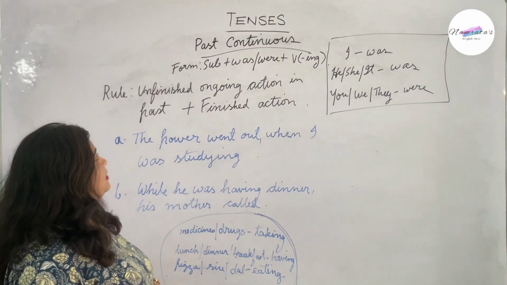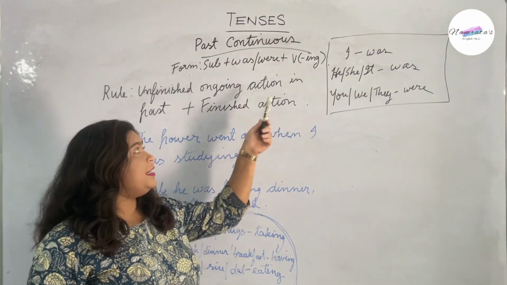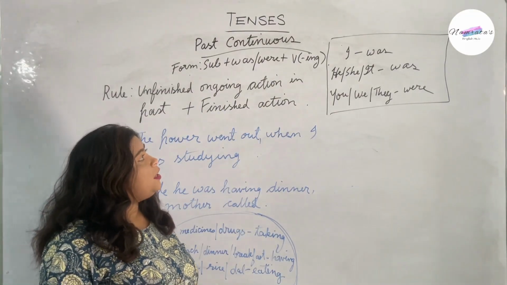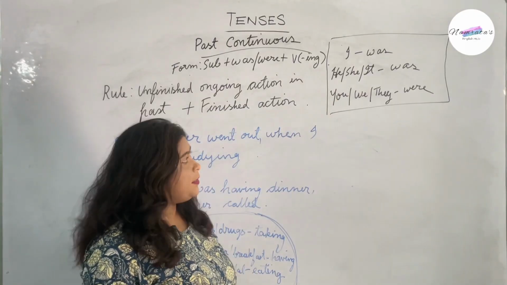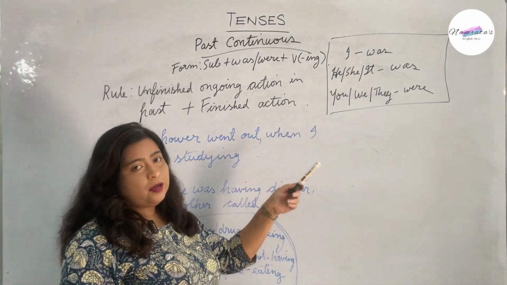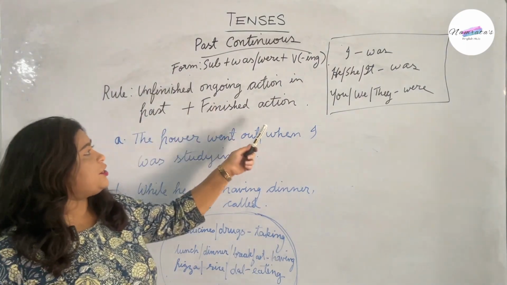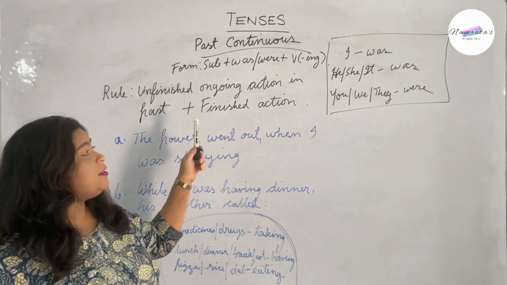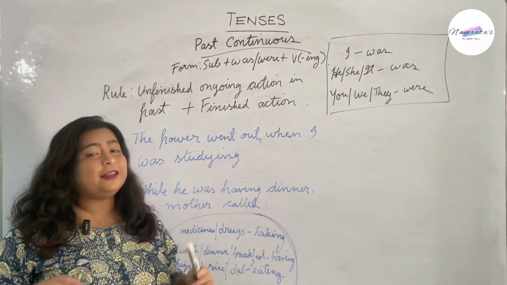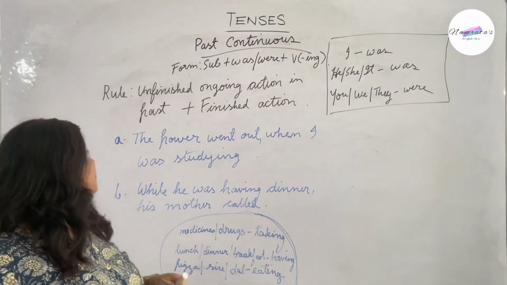Past continuous tense. The form is subject plus was or were plus the ing form of the verb. With I, we use was. He, she or it was; you, we or they were. It is used for an unfinished ongoing action in the past plus a finished action. Now this might seem a little bit complicated, but it is very easy.